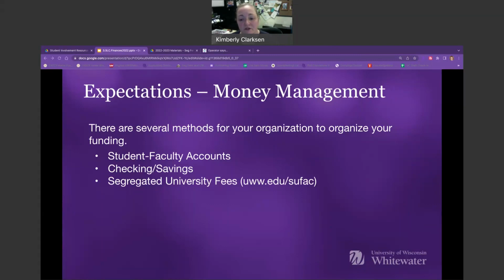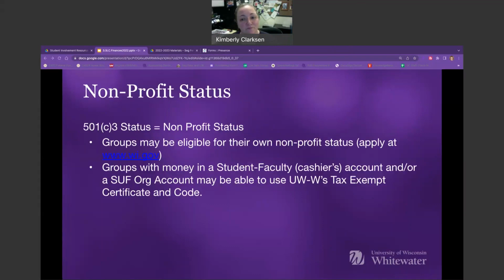SUF, segregated university fees, are a portion of the fees you pay to the university each semester. A small number of groups are eligible to apply for this money. To find out if your group is eligible, please see the information available on SUFAC's webpage in Connect. If you already have SUF funding, your organization has been assigned a 10-digit account number, often called an org code. Each year, student orgs must go through training with Student Activities and Involvement prior to your organization having access to these funds. This annual training takes place in early September.